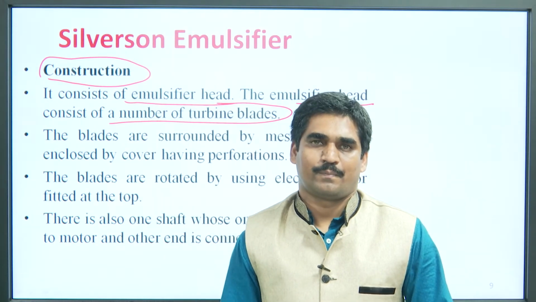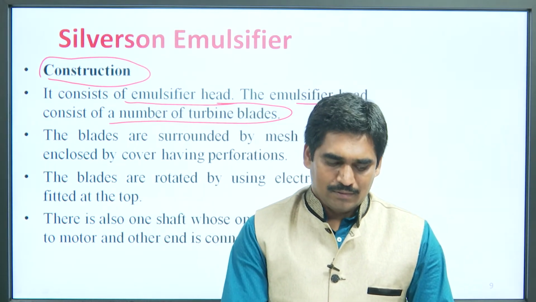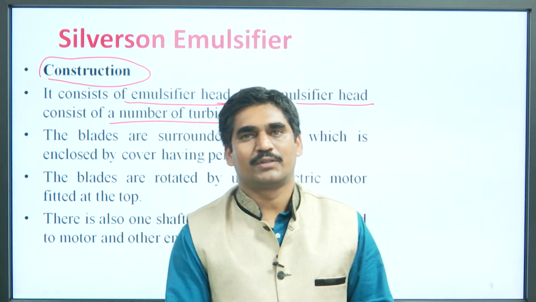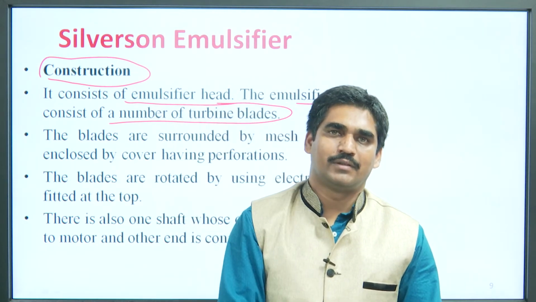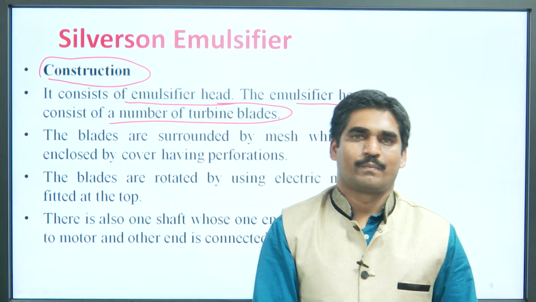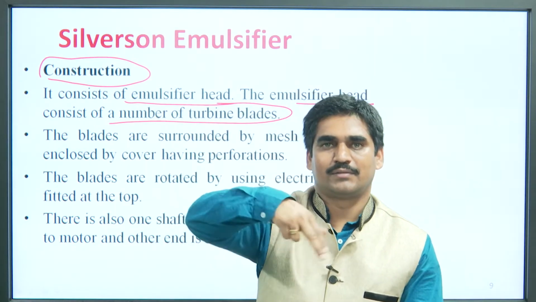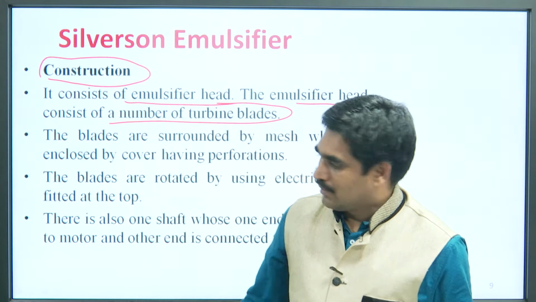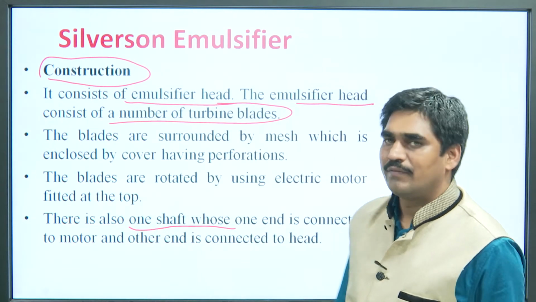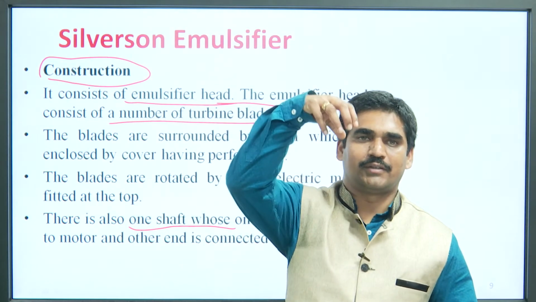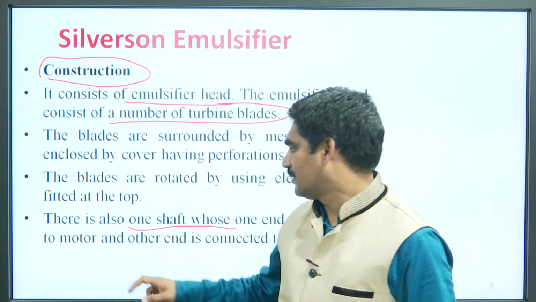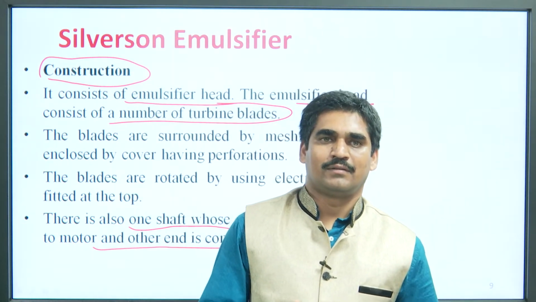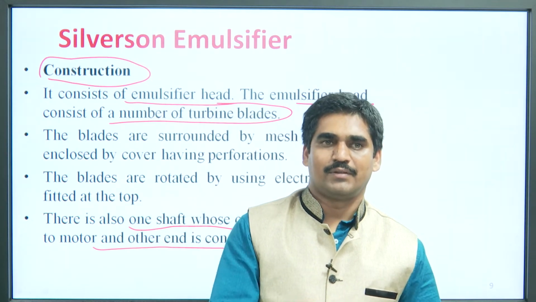The blades are rotated by using an electric motor which is fitted at the top of the mixer or emulsifier. With the help of that motor, the blades present in this emulsifier are rotated. In this case, one shaft is there whose one end is connected to the motor and the other end is connected to the head. So, in this way the mixer can be constructed.